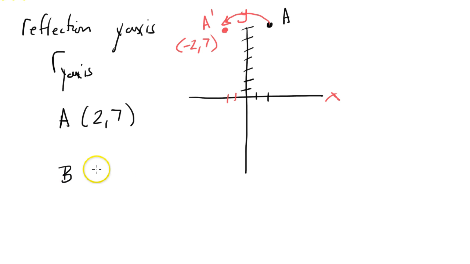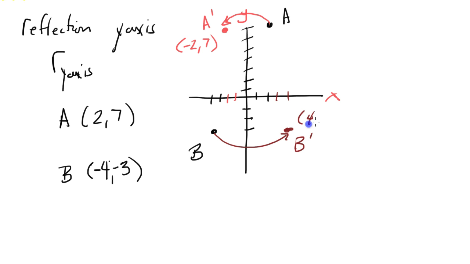Let's try it again. B is -4, -3. Back 4, down 3. Put B prime on there. I want to jump over the y, so I want to go this way. It's going to be at +4, -3. And when you write down the points, this is called state the coordinates.